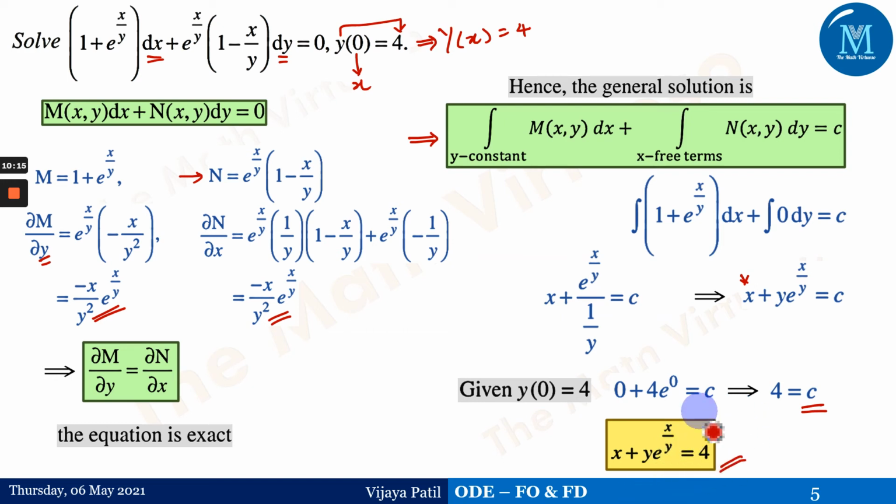If you observe the previous example, this c will remain in the answer till the end. But here they have given us the boundary condition at what point we have to find this solution. That means we can easily find the value of c, the constant of integration, and we can have a particular solution at this particular point, y(0) = 4.